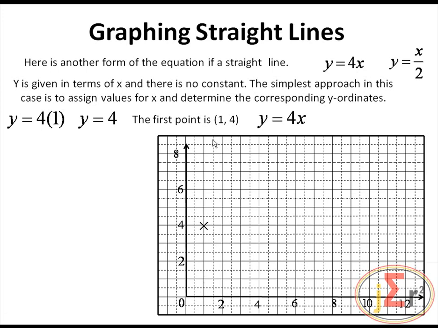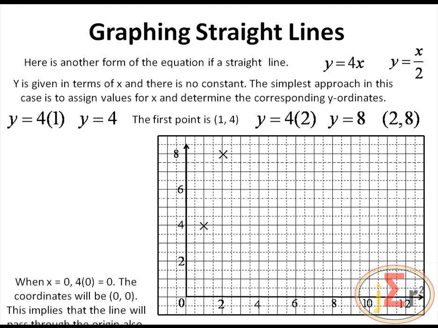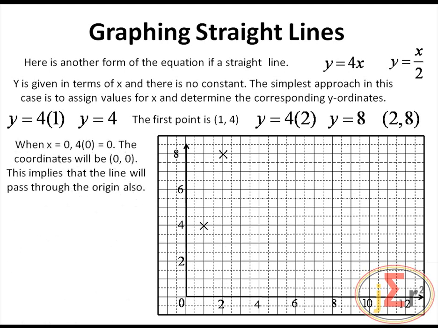So we are required to choose another point. y is equal to 4x, that is the same line that we have. Say 2, so y is equal to 4 times 2, so y is equal to 8. So the other point is (2, 8). So we're going to plot that point also. Of course, we may draw our straight line because we have 2 points. When x is equal to 0, 4 times 0 is equal to 0. So the coordinates will be (0, 0). This implies that the line will pass through the origin. So the line will pass through the origin, and we have that as a point also, a positive point. And that is our line.